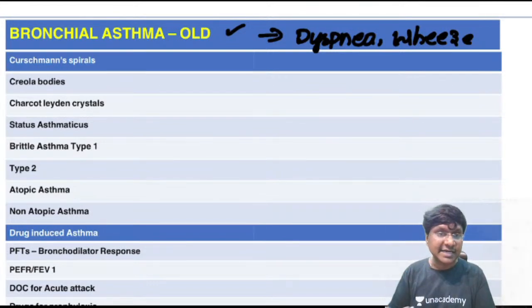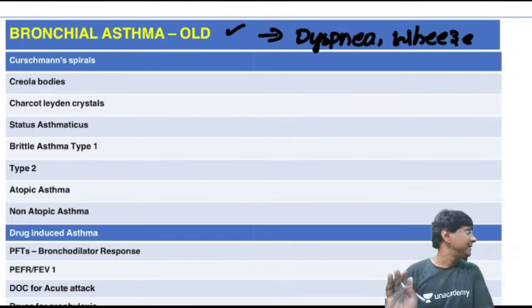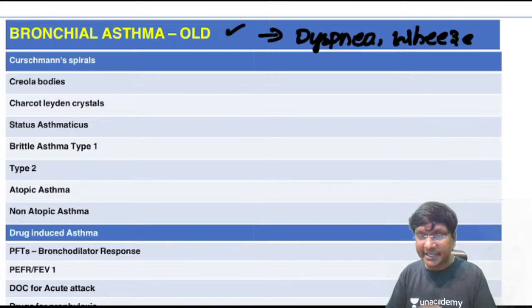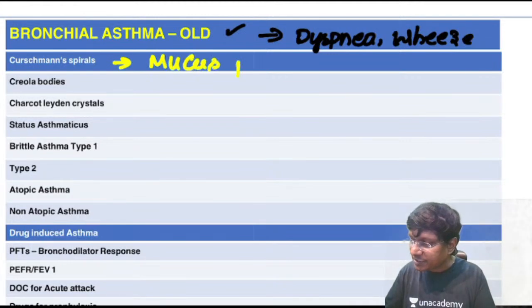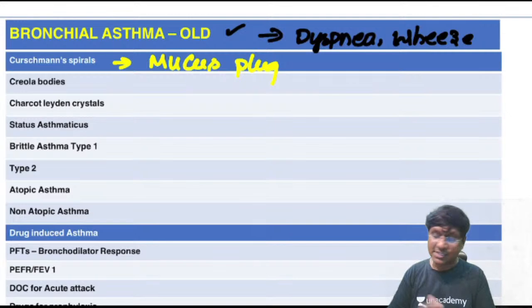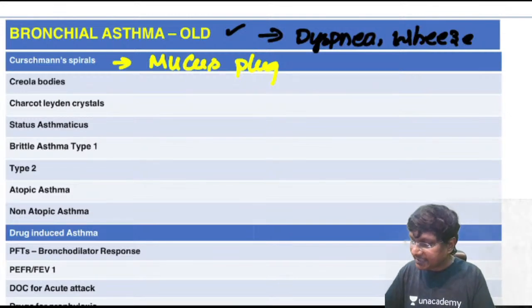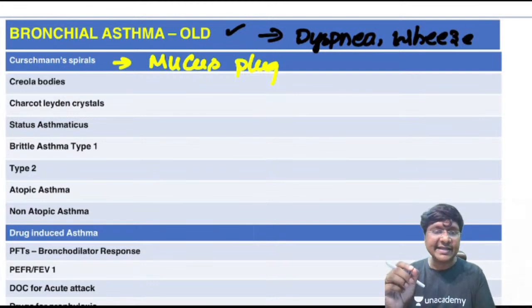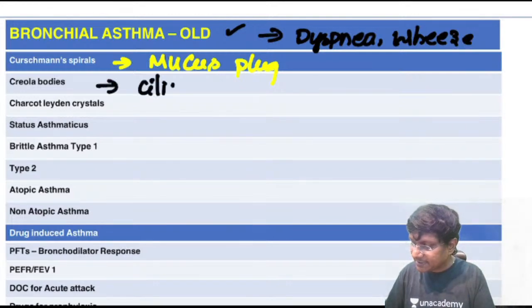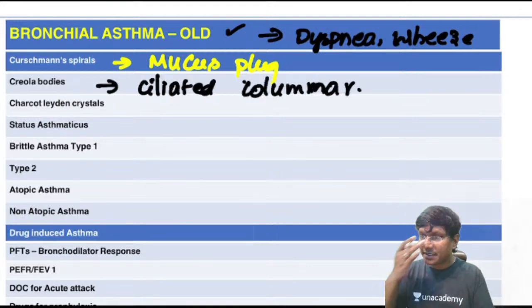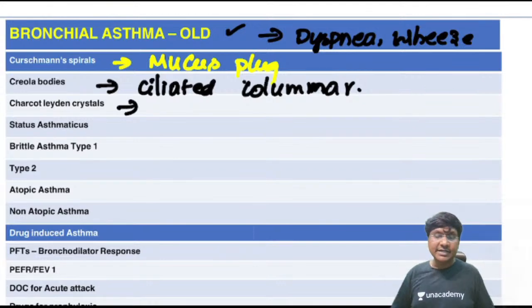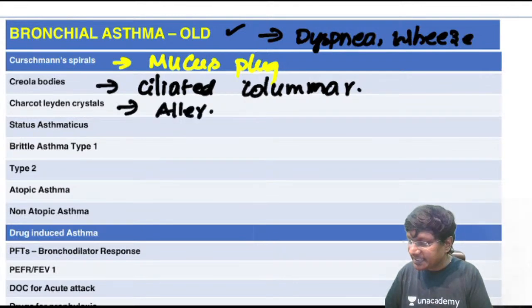Now what does the sputum contain in patients with bronchial asthma? The sputum contains the Kirschmann spirals. What are these Kirschmann spirals? These are spiral shaped mucus plugs. These are called Kirschmann spirals. Then what are the Creola bodies? The Creola bodies are nothing but ciliated columnar cells which are sloughed from the bronchial mucosa. Then coming to the Charcot-Leyden crystals, they tell you that the individual is having an allergic manifestation.